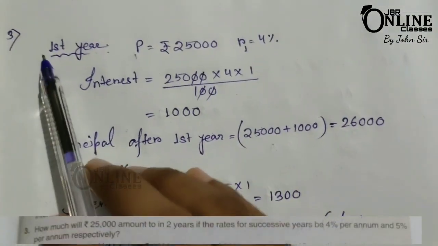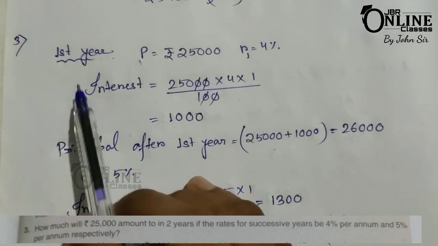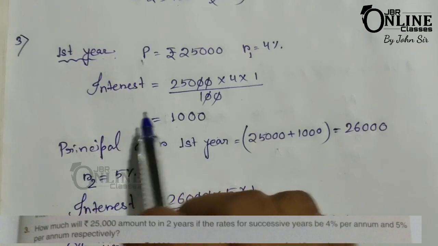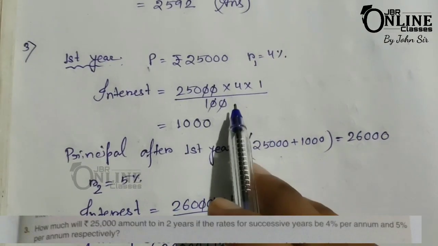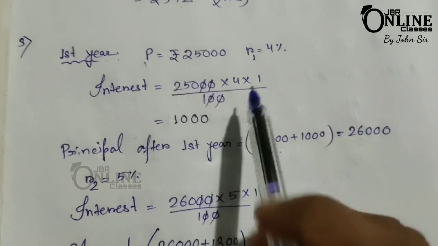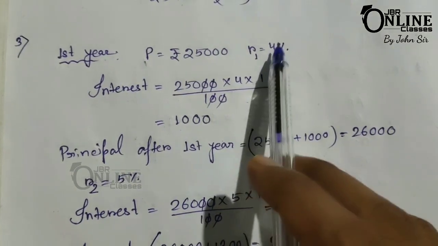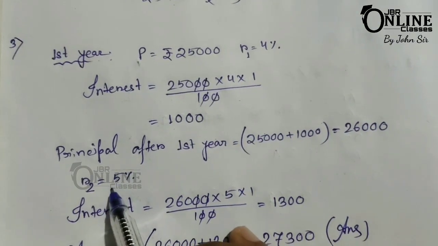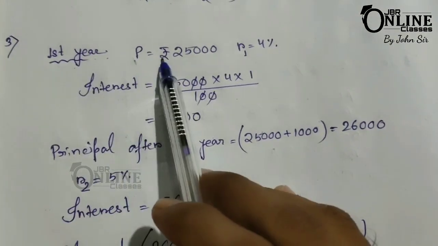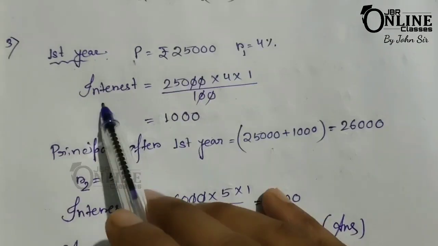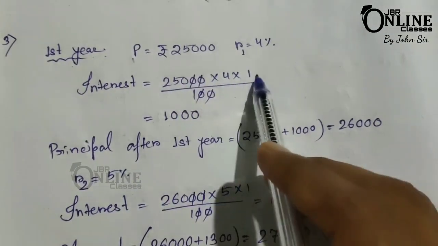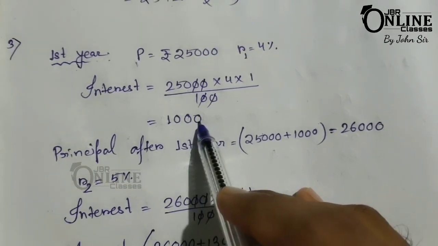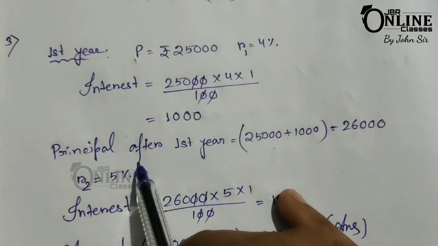Now sum number 3. How much will 25,000 amount to in 2 years if the rate of successive years is 4% per annum and 5% per annum respectively? That means for the first year the rate will be 4% and for the second year the rate will be 5%. So for the first year principal equals 25000. Interest equals PRT by 100, as T equals 1 for the first year, so that equals 1000.